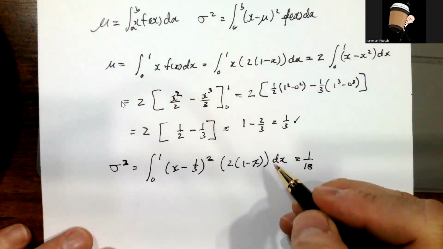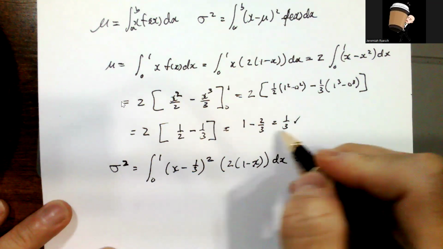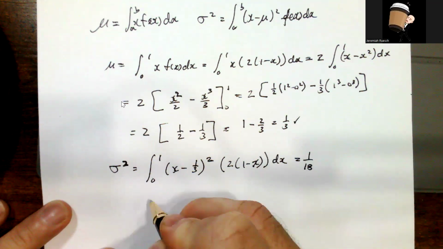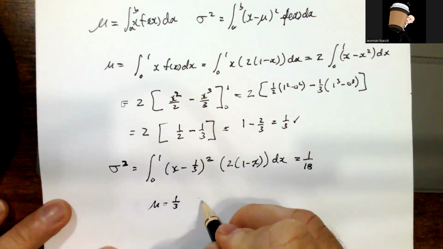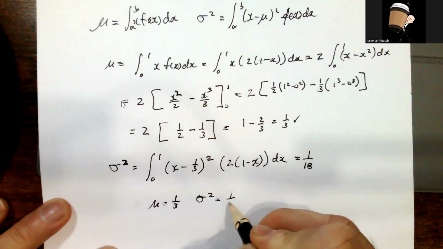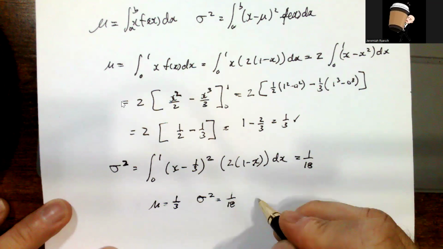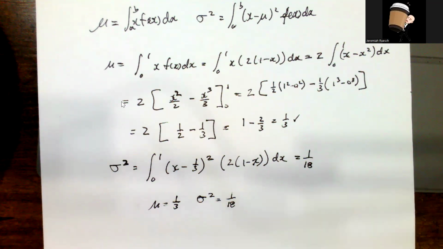All right, and so from Maxima, we saw that the variance is equal to 1/18th. Just going to summarize: mu is equal to 1/3, and our variance is 1/18. If we wanted to know the standard deviation, we would just take the square root of this term, and that would give us the standard deviation.